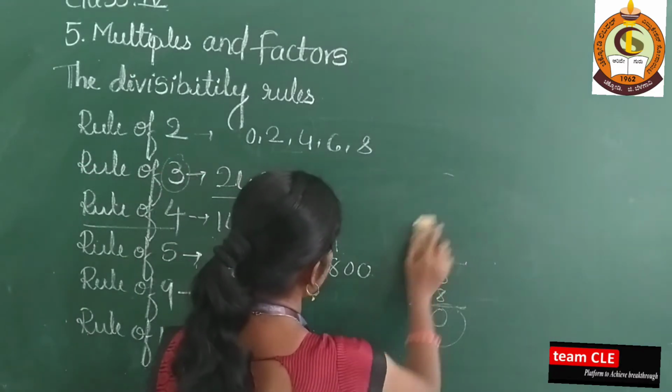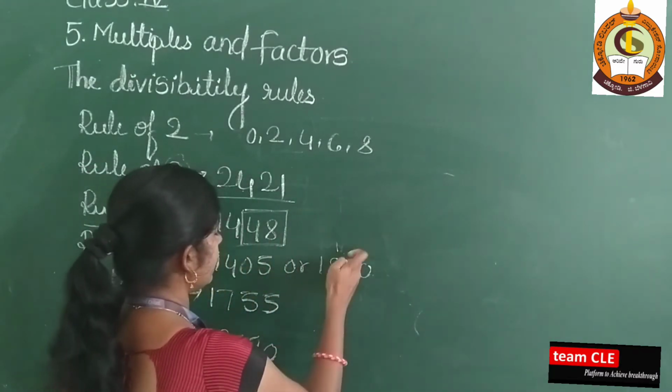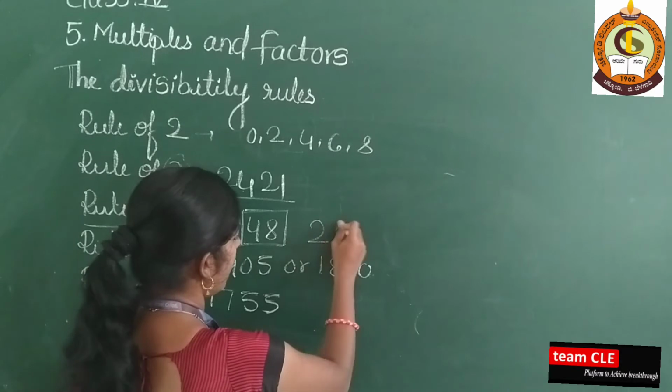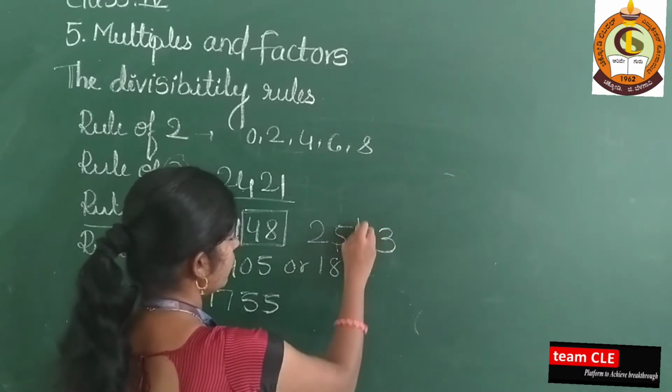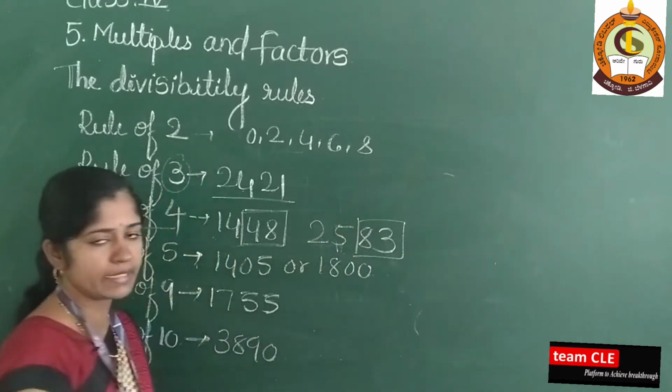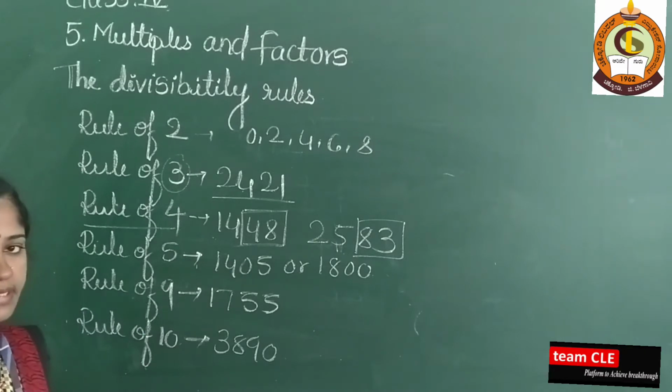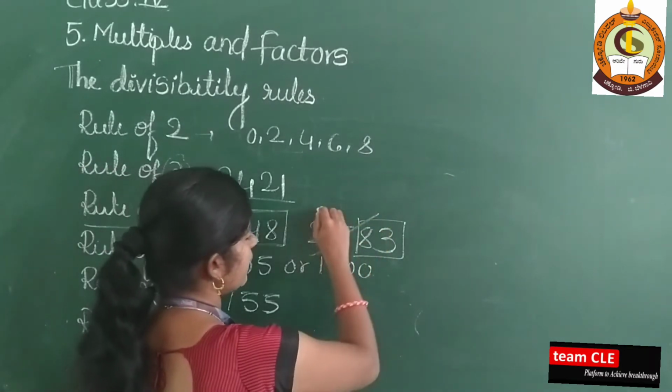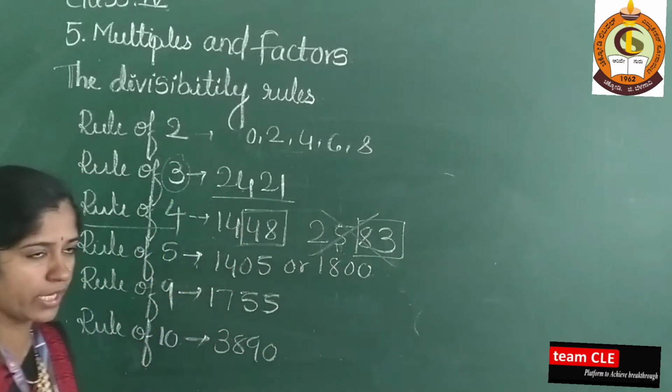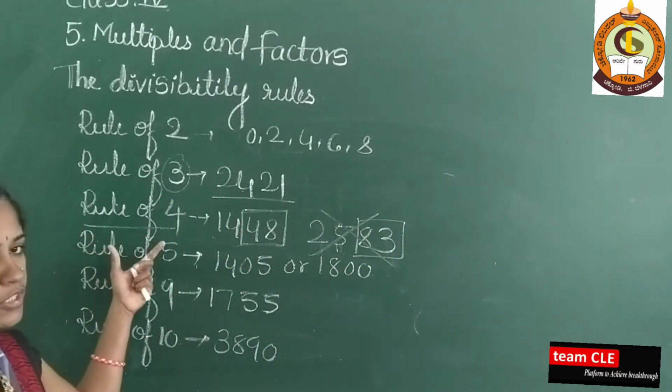Okay, so I will take one more example here. I take 2583. Okay, the last two digits are 83. 83 is not completely divisible by 4. It means this number is not divisible by 4. Okay, so I hope you understood what the rule of 4 is.